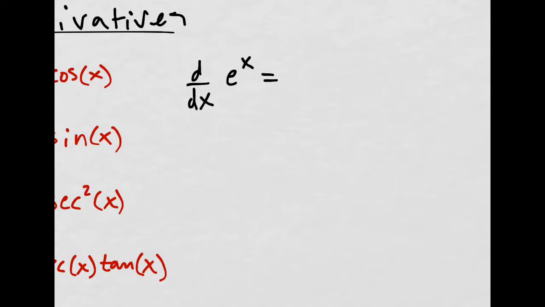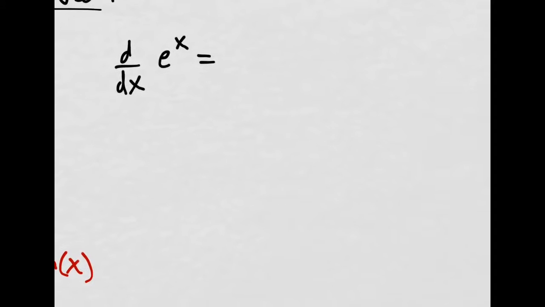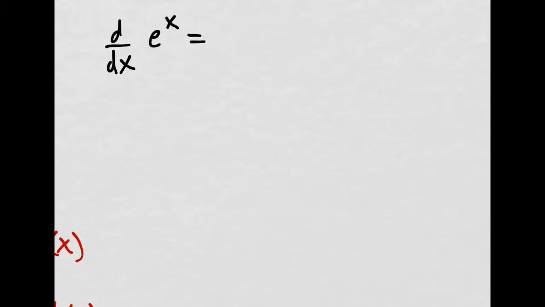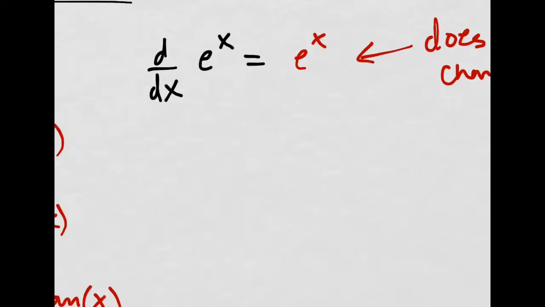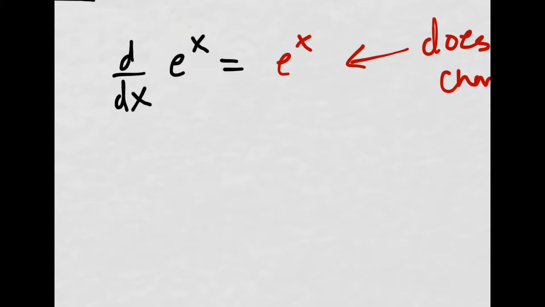Let's move on. This is my favorite derivative. Nah, not really. I don't really have a favorite. So the derivative of e to the x is e to the x. It doesn't change. What does that mean? That means the slope of e to the x is actually the same as the y values for e to the x. That's crazy. That's crazy.